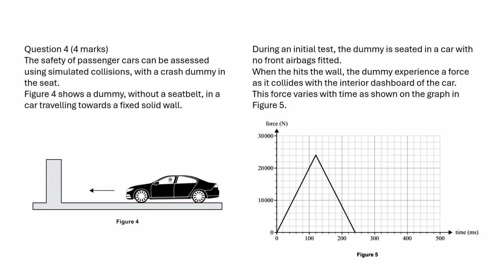Passenger car safety is evaluated through simulated collisions using a crash dummy. An initial test involves a car without front airbags. As the car impacts the wall, the dummy collides with the interior dashboard, and the force it experiences is variable over time, illustrated by the accompanying graph.